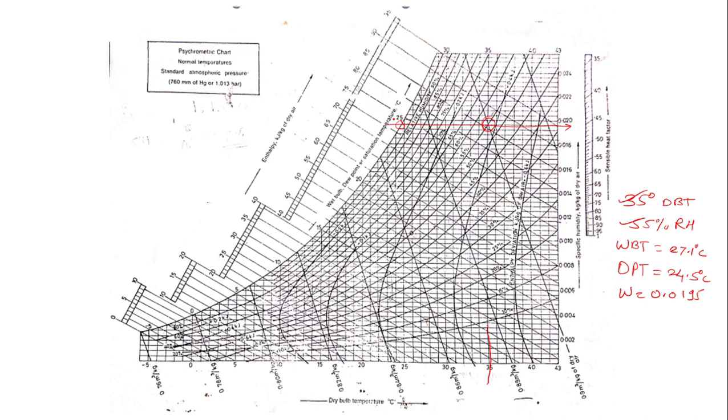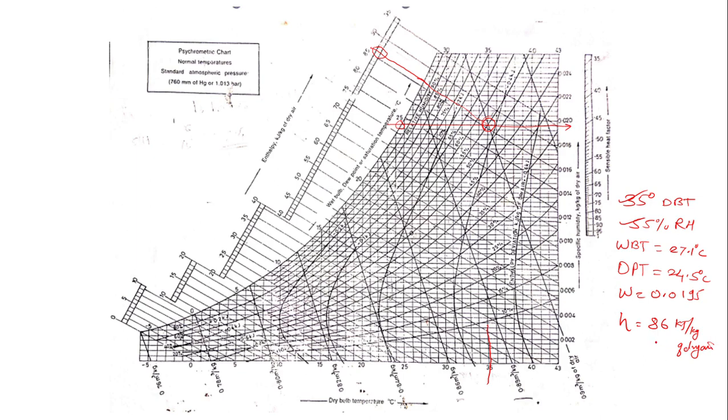Then if I want the enthalpy, I will mark a line parallel to this WBT line from this point. If I extend this line, something like this, this is the parallel line I have to mark. Wherever it intersects the enthalpy scale, that is the enthalpy at this point. So enthalpy is about 85, 86. So enthalpy H is equal to 86 kilojoule per kg of dry air.